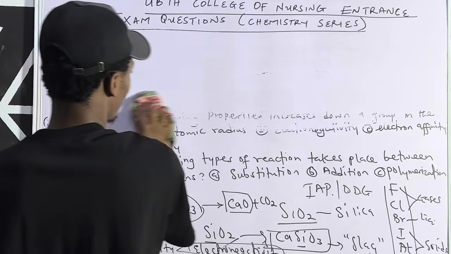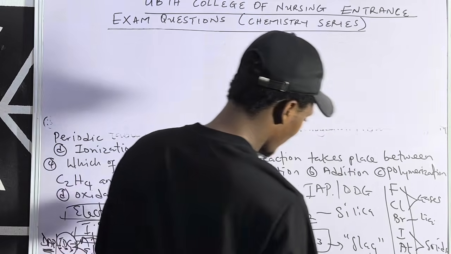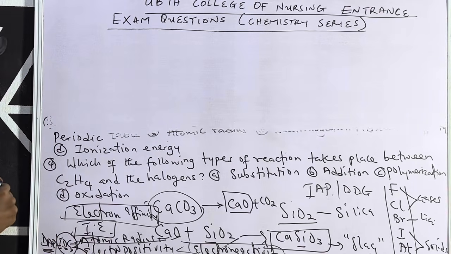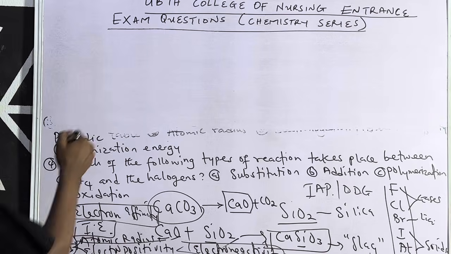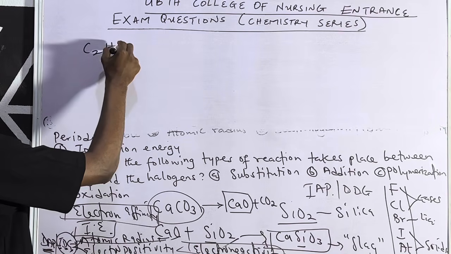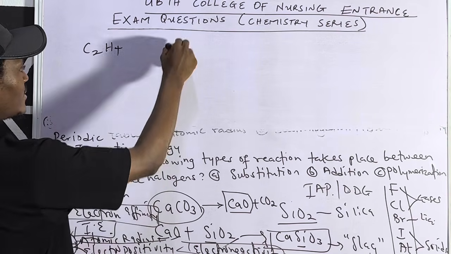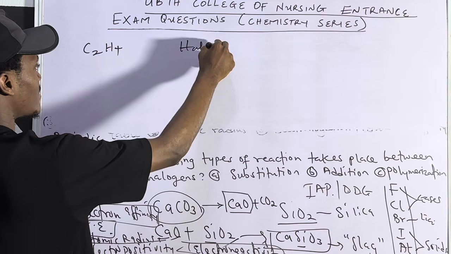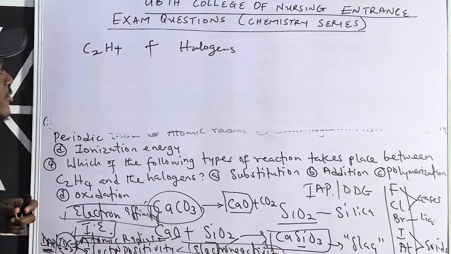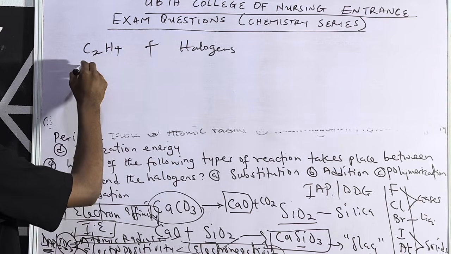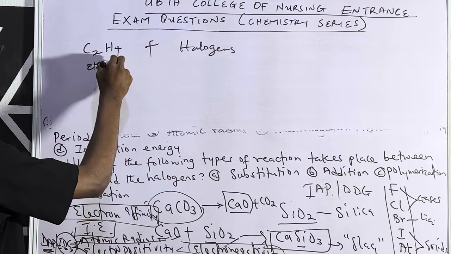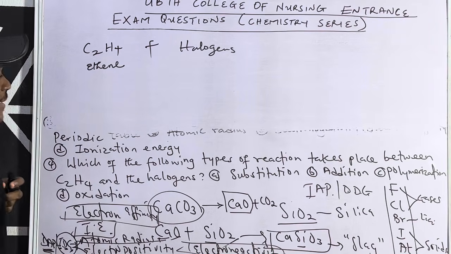This is a very cheap question and it's under organic chemistry. C2H4 and halogens. So what kind of chemical reaction is this? C2H4 is known as ethene.